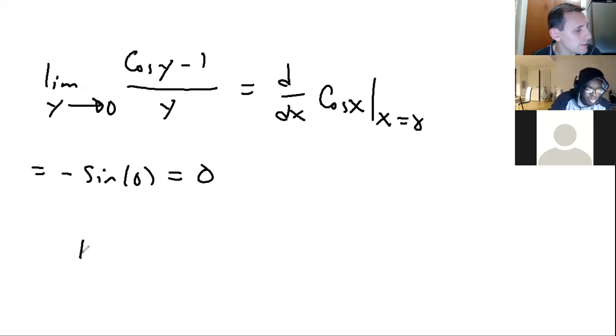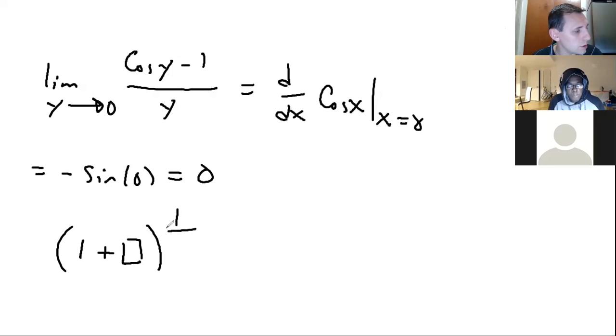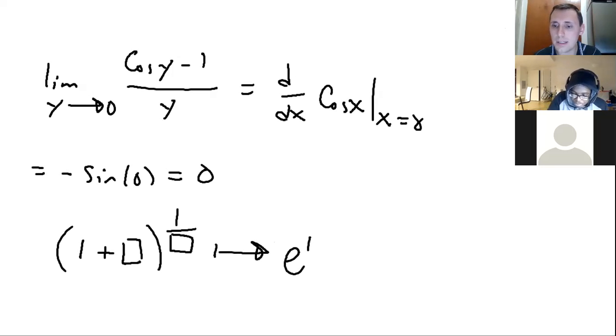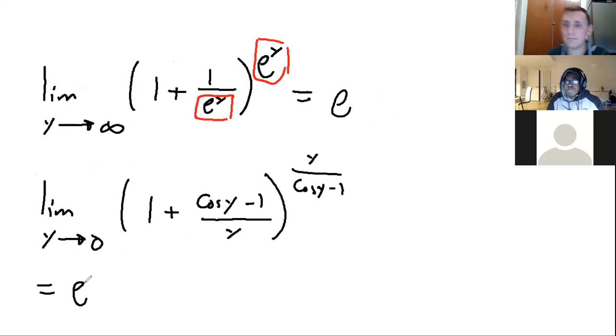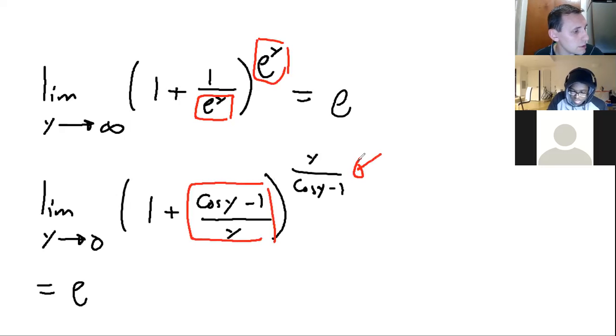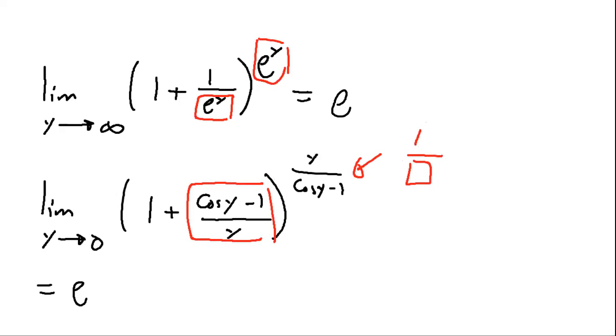Now what's the pattern? If I see 1 plus a box that goes to 0, raised to the reciprocal of the box, that goes to e. That's it. The answer is e. Same thing, exactly the same thing. Do you see that? What did I do? I box it in, and then I realize that what this thing is, it's 1 over the box. It's the reciprocal. That's it. So I right away know that the answer is e. You with me?